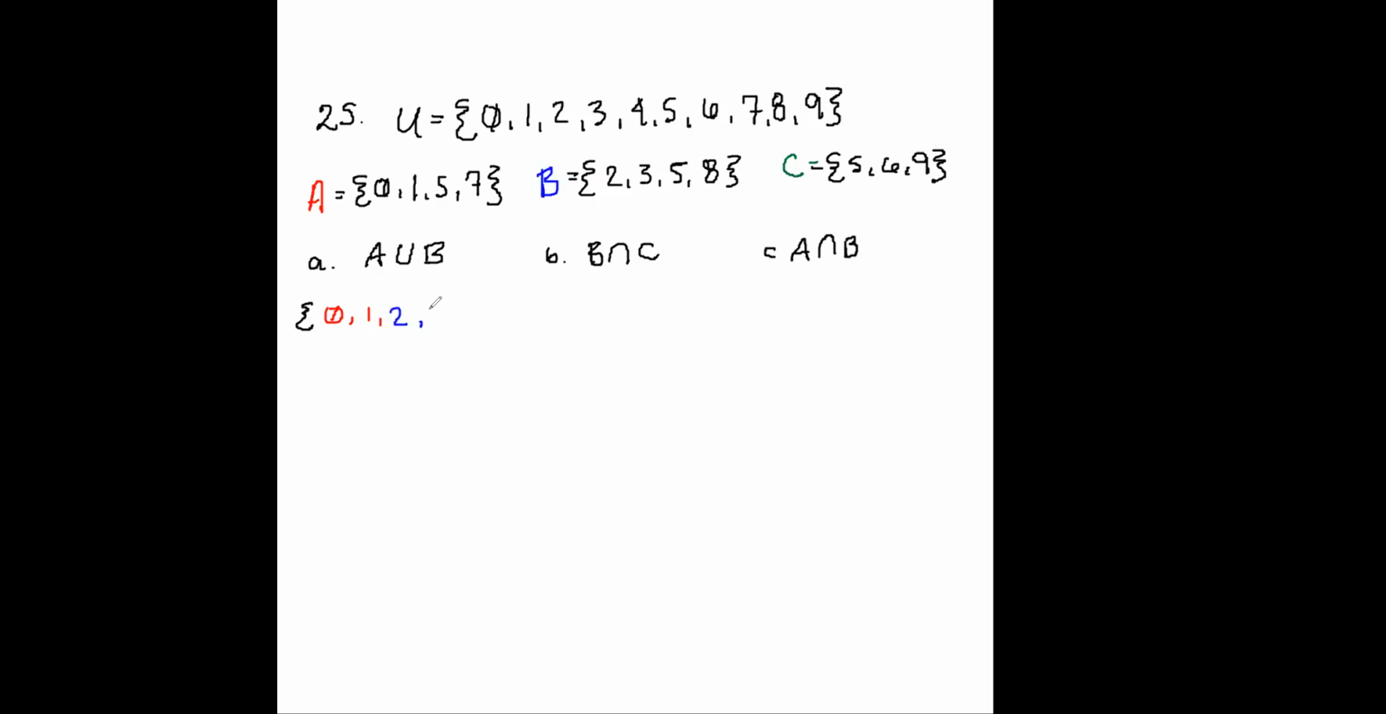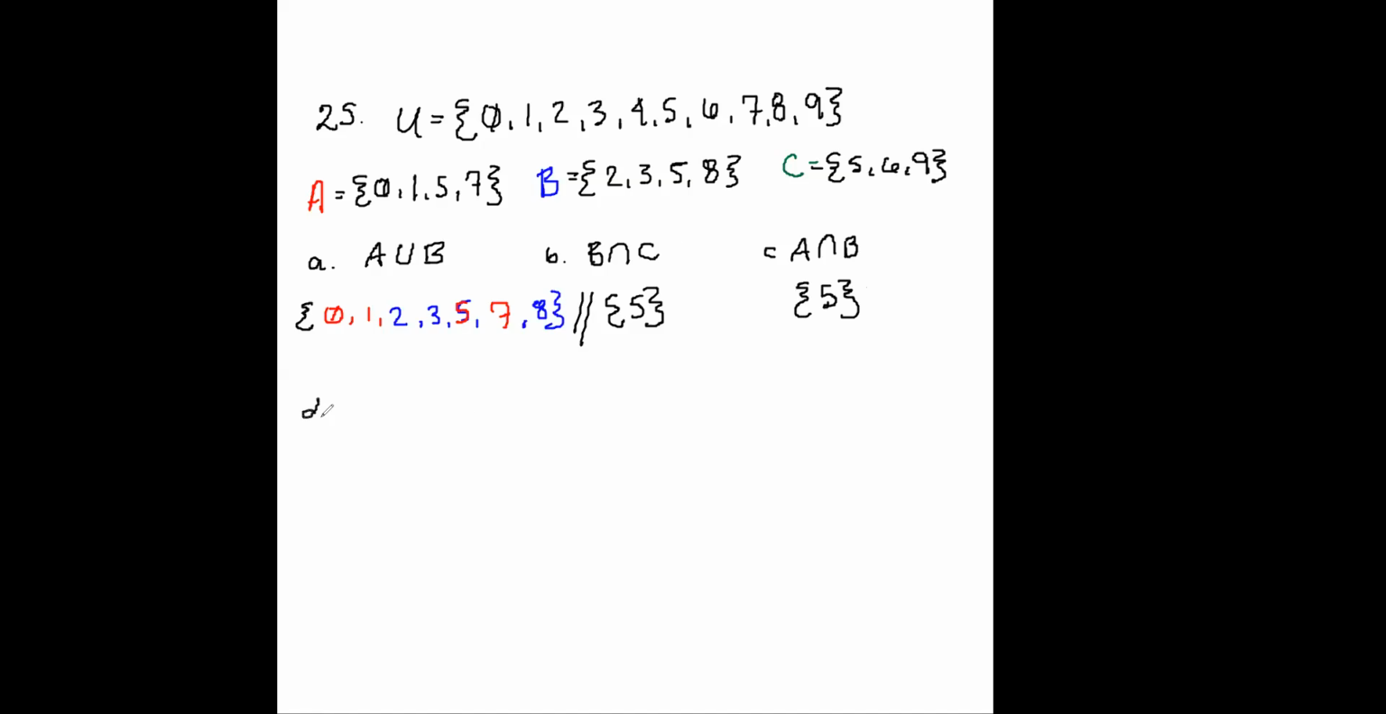Yes. And the 5 is going to be in both of them. What about B intersecting with C? 5 again. Yes, and only 5. And A intersecting with B? 5. Okie dokie.